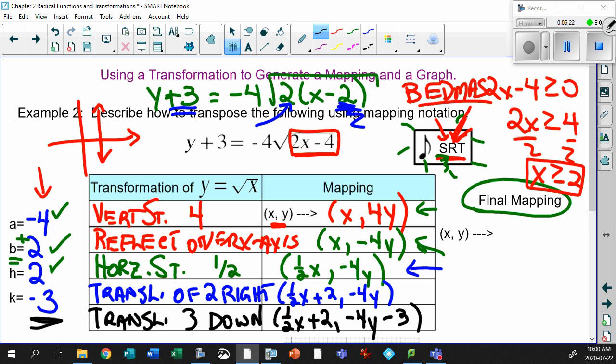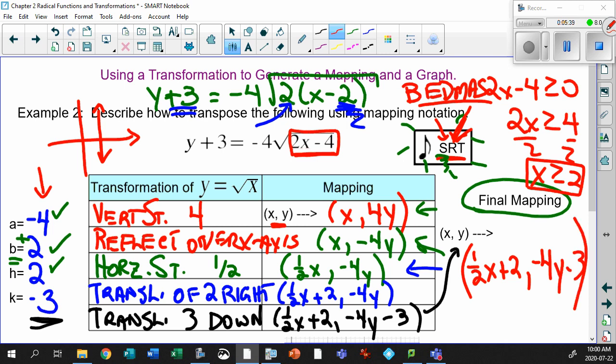Oh, cool. So all I have to do then is take this and just write it up here. Yes, exactly what we have to do. This is going to be xy gets mapped to 1/2 x plus 2, minus 4y minus 3. There's our new mapping. So that mapping is now like a formula that helps us take every single point on a graph and change them.